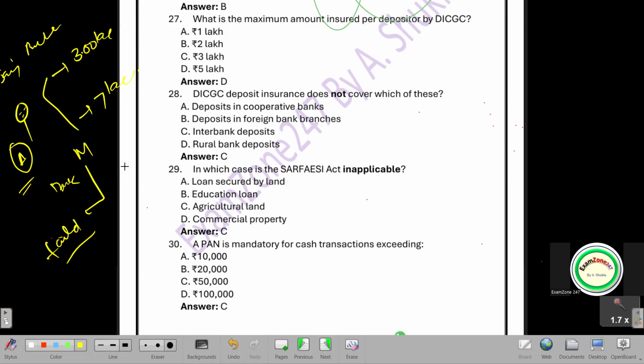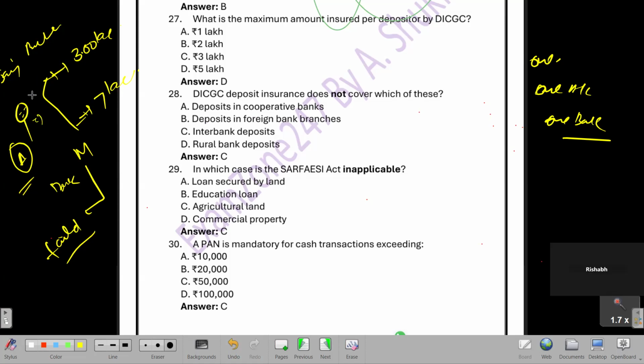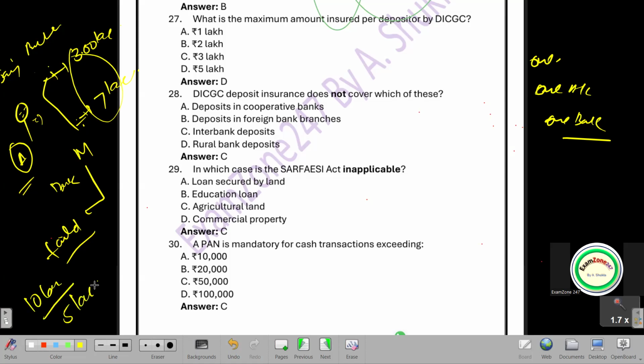See, one person, one account, one bank. If this person is having a saving account in the same bank, it is possible that this person is having a joint account. Okay. Now what will happen? If this person is primary account holder in both the accounts, then total amount is 10 lakhs, but he will get 5 lakhs only.